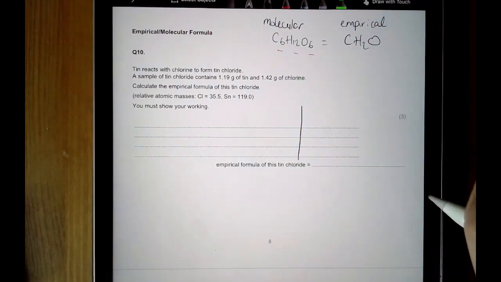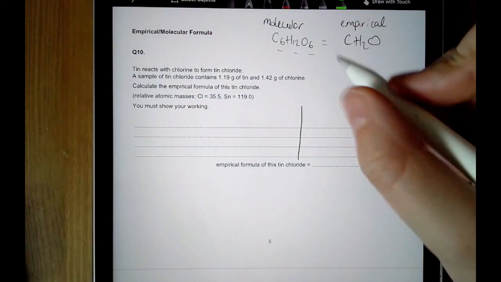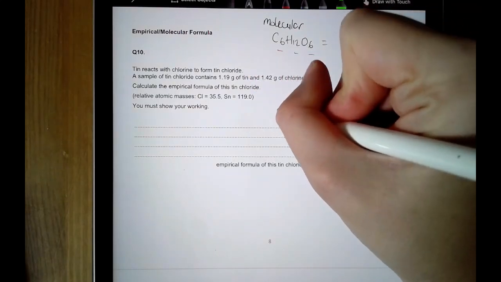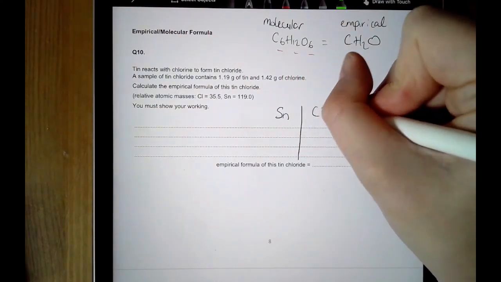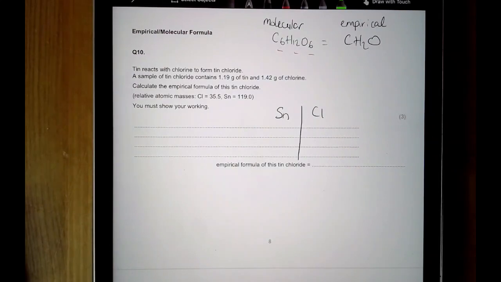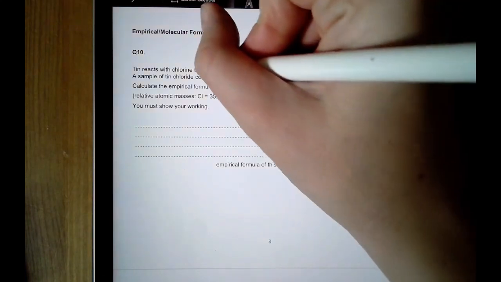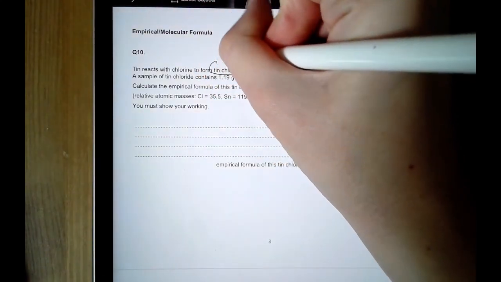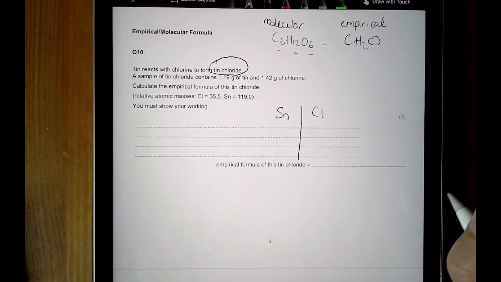So again, we're going to draw a table. Into that table, I'm going to put tin. So tin has the formula Sn, and then I'm also going to put in chlorine. Now, I know chlorine is diatomic, okay? But chlorine is only diatomic when it is an element. You are trying to work out the formula of tin chloride. Tin chloride is a compound, and you don't know if it's going to be SnCl or SnCl2 or SnCl3. So because it's in a compound and it's not an element, you don't know that it's diatomic. So I'm not going to write it down as being Cl2.